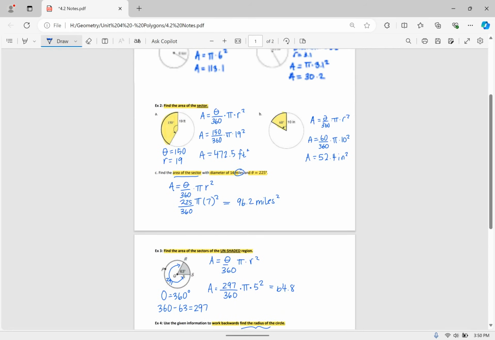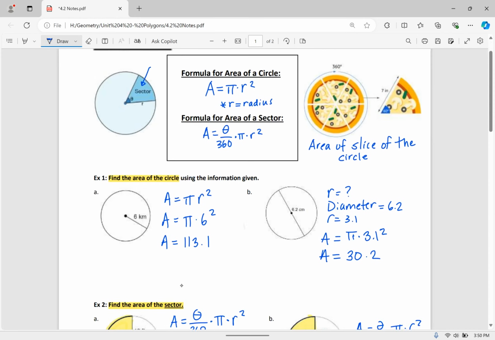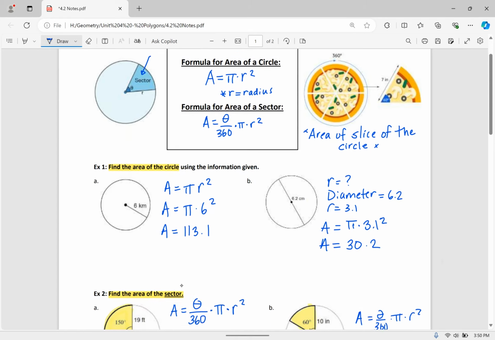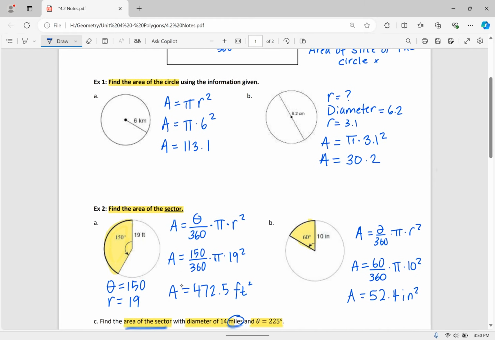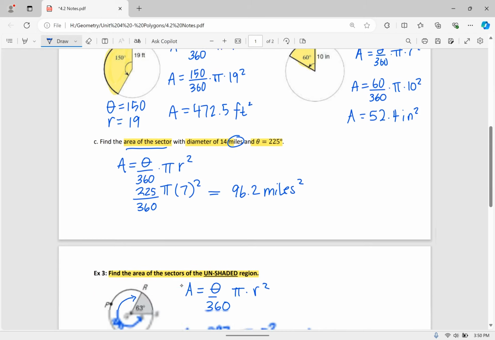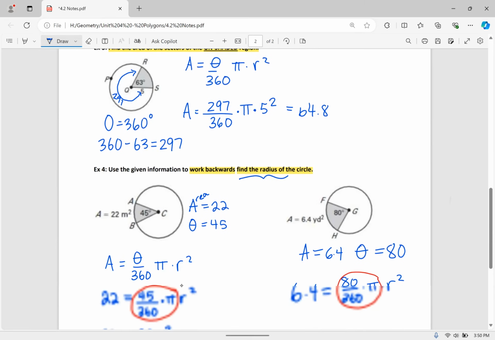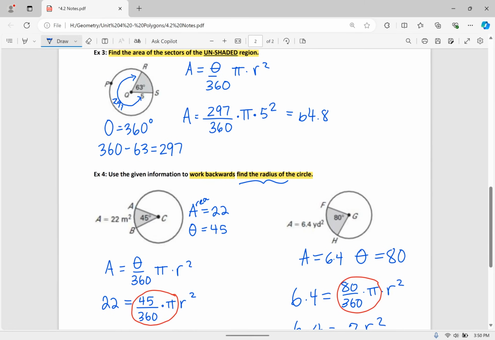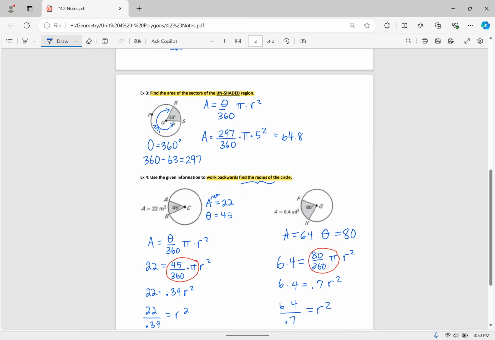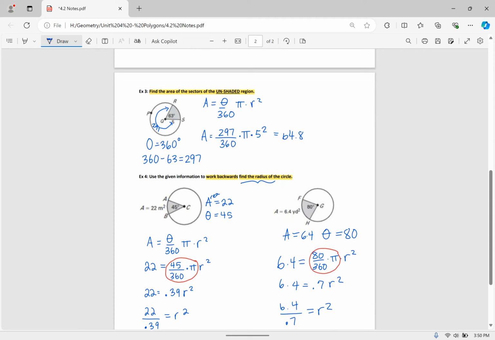So really quickly recapping what we did, in this section we're finding the area of a sector, so the area of a little slice of that pizza. In the first examples we found the area of the circle. Here we found the area of a sector. And then on the back, we did slightly different work where we were finding the unshaded region and working backwards to find the radius. If you need to go back and rewatch any of this, pause it or slow it down so that you can make sure that you get it all written down, and then start the homework when you're finished.